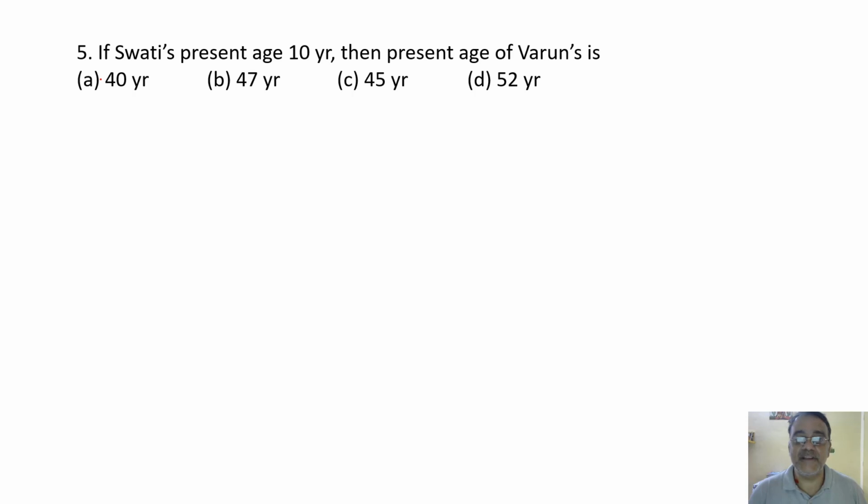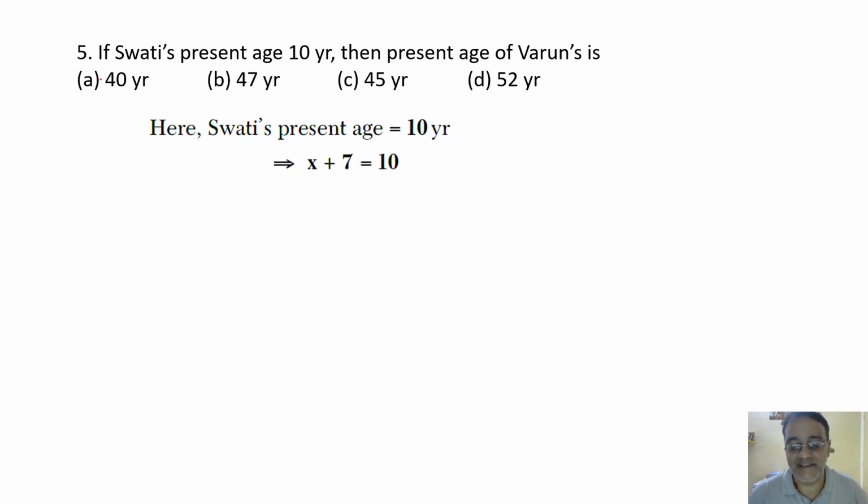If Swati's present age is 10 years, then present age of Varun is dash. Right. So first of all, we will find the value of x. What is Swati's present age in terms of x? X plus 7. Very good. So what is the value of x here? What are we getting? 3. Yeah, 3. Very good. X is equal to 3.